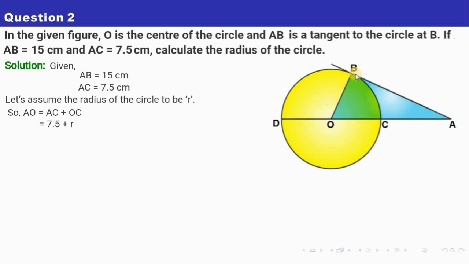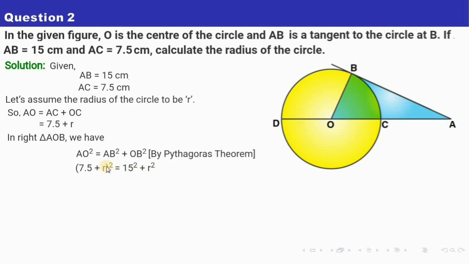Now we have this OB also, right? And we have AB also. So in right angled triangle AOB, we have this using Pythagoras theorem. Okay, so let us put the values. Now what is AO? AO is 7.5 plus r, right? AB is 15 and OB is again radius. So I put the values out here.